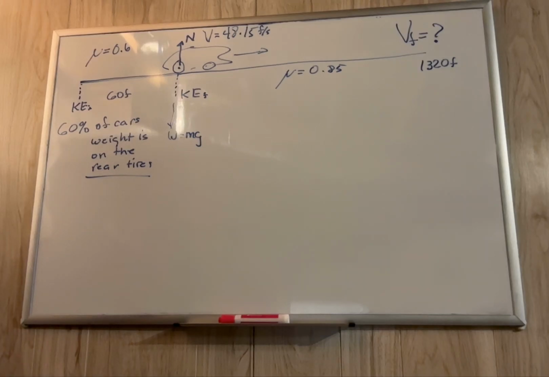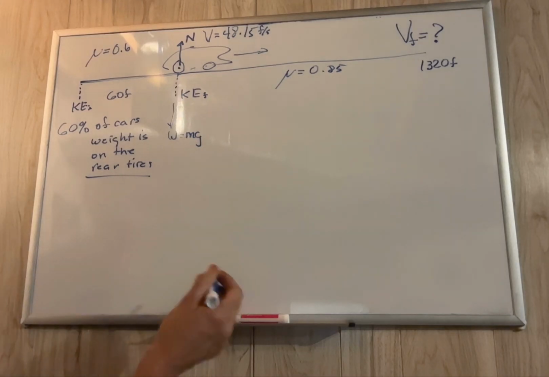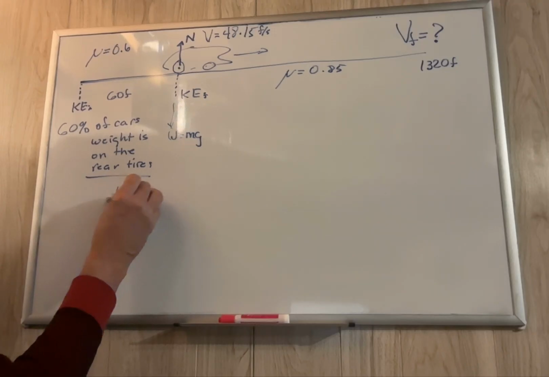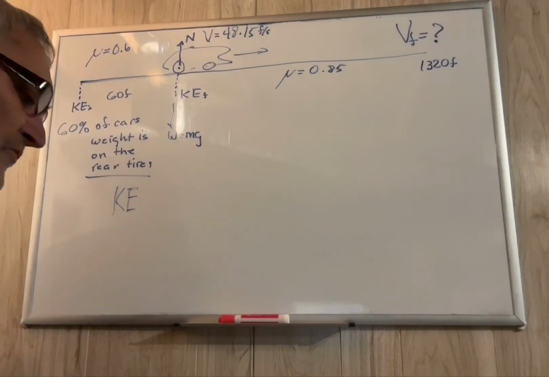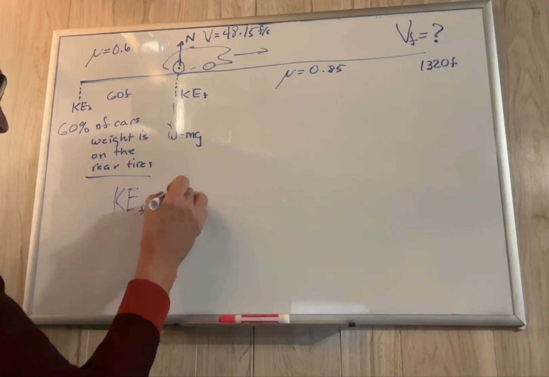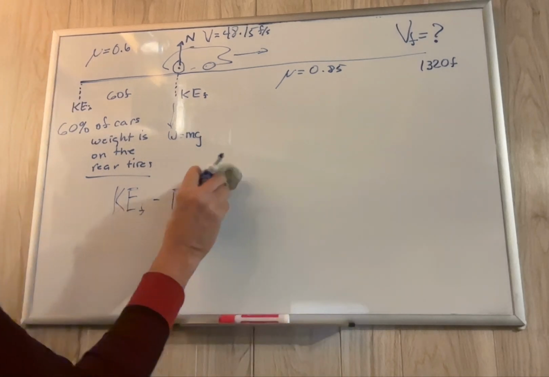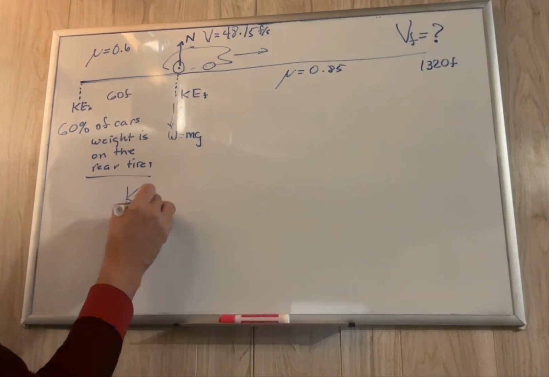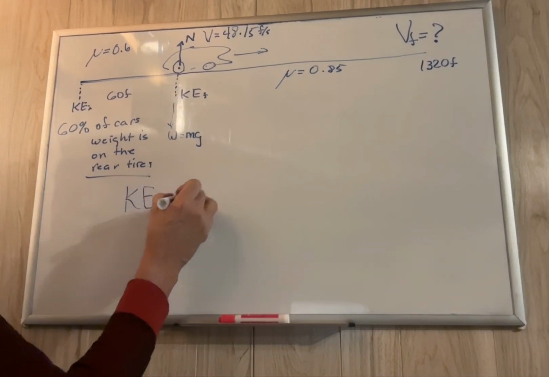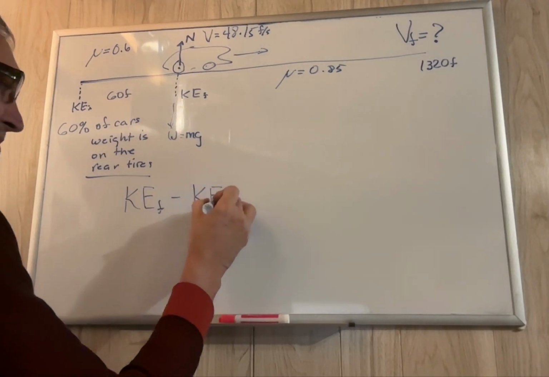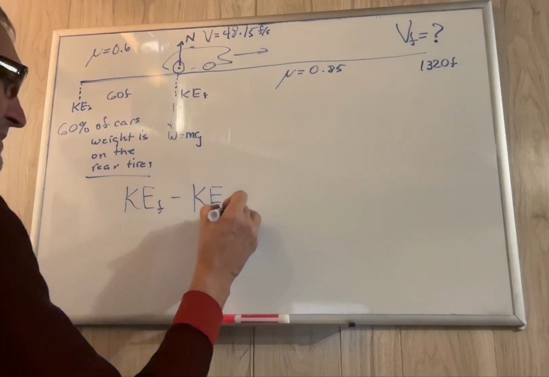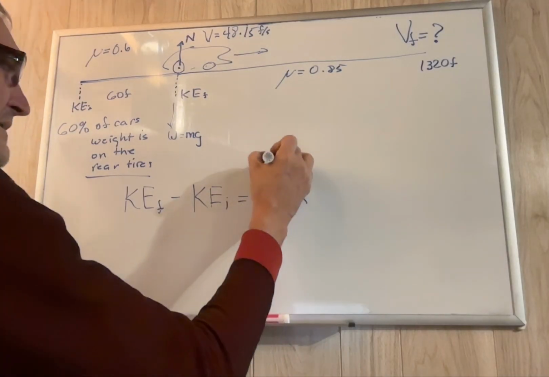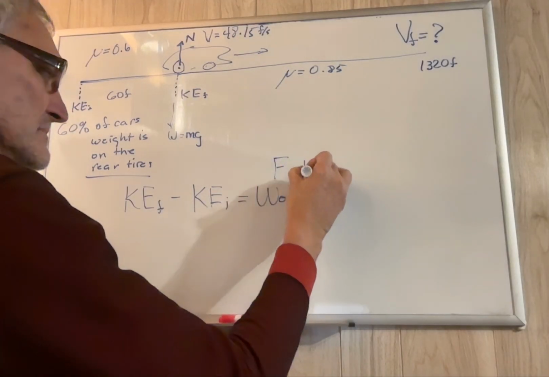So the best way probably to understand this and quickly do it is to understand that our kinetic energy final minus my kinetic energy initial is going to be equal to the total work done. All right, and work is defined as force times distance, basically.